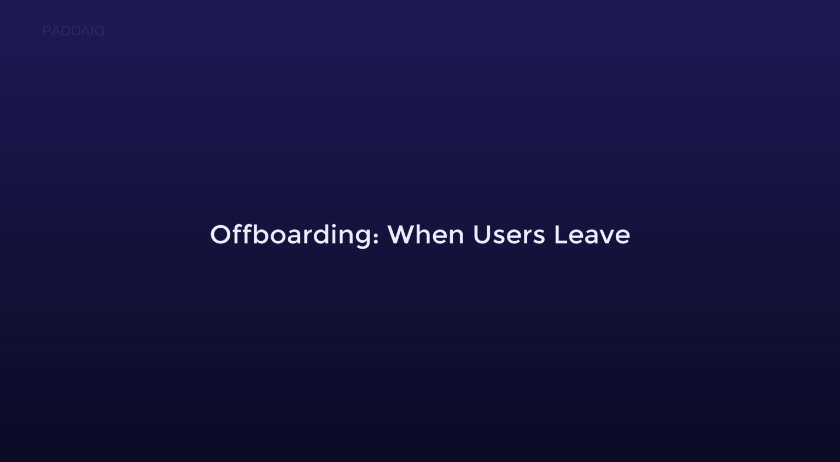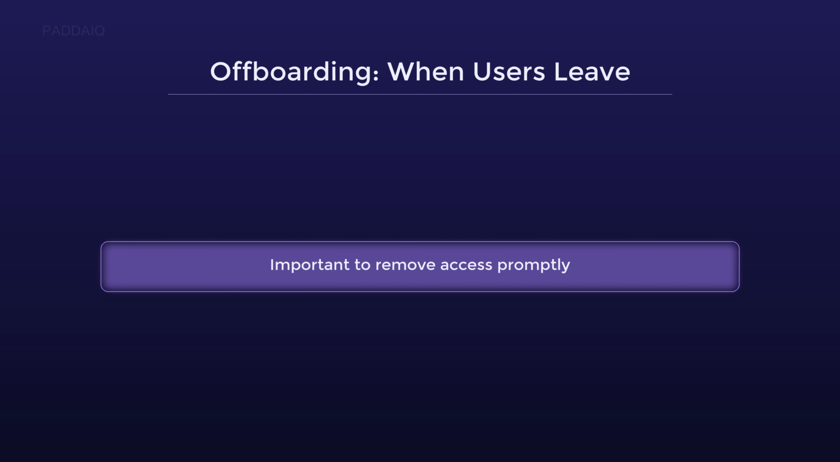Offboarding, managing user departures securely and efficiently. Important to remove access promptly. This means immediately revoking system permissions when employees depart. For example, when a developer resigns, their BTP account access should be terminated on their last day. This prevents potential security risks and ensures only authorized personnel can interact with company systems and data.